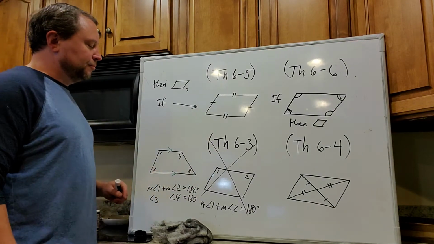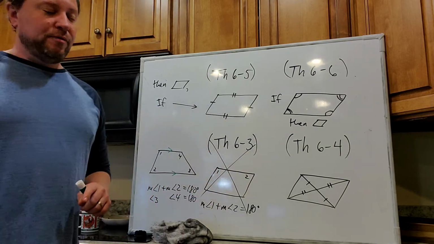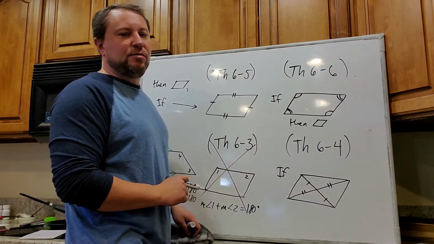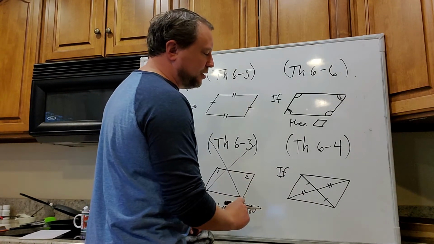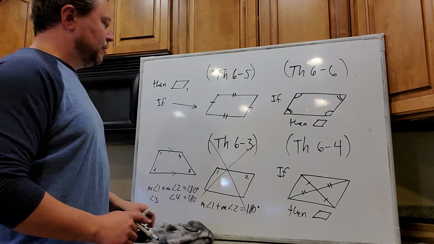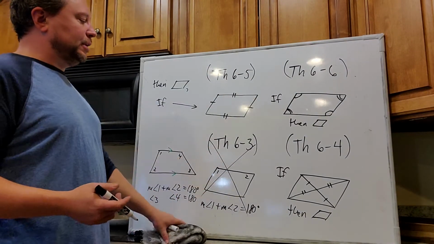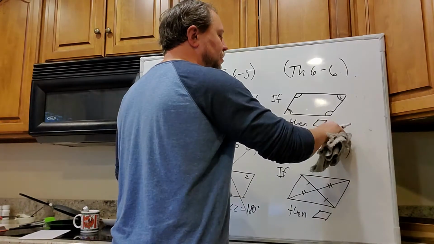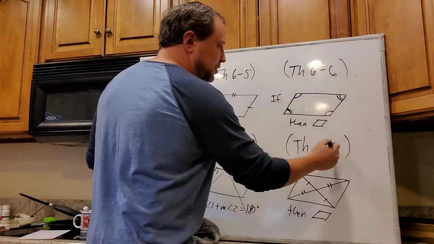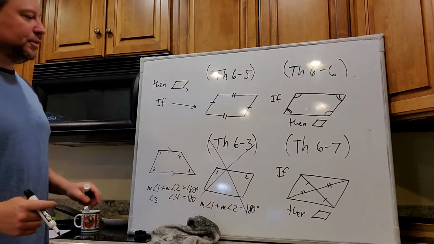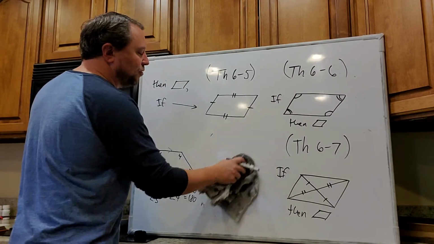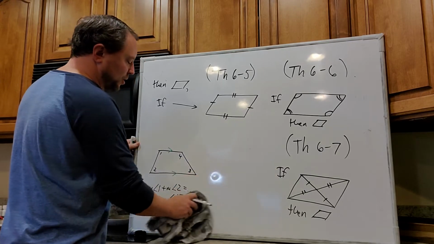Theorem 6.4, though, does work in reverse. We can say now, too, on this one that if we can show that the diagonals cut each other in half, or bisect each other, then it's going to be a parallelogram. Now, I do have a replacement for the one that didn't work, though. Oh, by the way, the one where if the diagonals bisect each other, that should be theorem 6.7 on your list of postulates and theorems. And then, like I was starting to say, I do have a replacement for this one where the angles were supplementary.